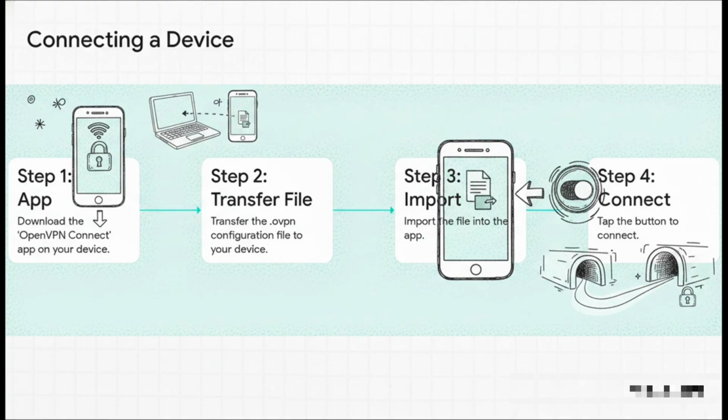You download the official OpenVPN Connect app from the App Store. Then you get that special .ovpn key we just talked about onto your device. You import it into the app and you tap one single button. That's all it takes to unlock and step right into your very own private tunnel.